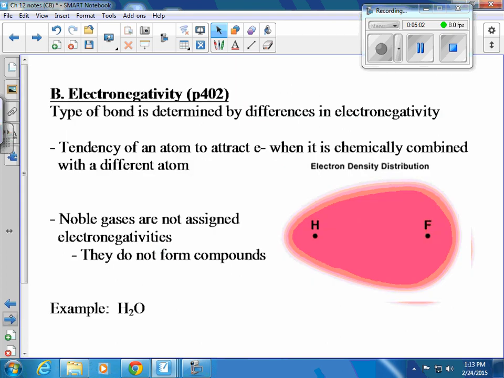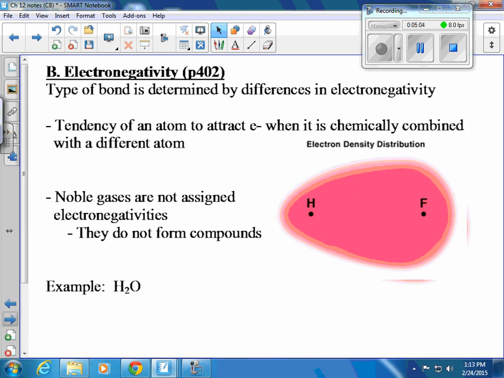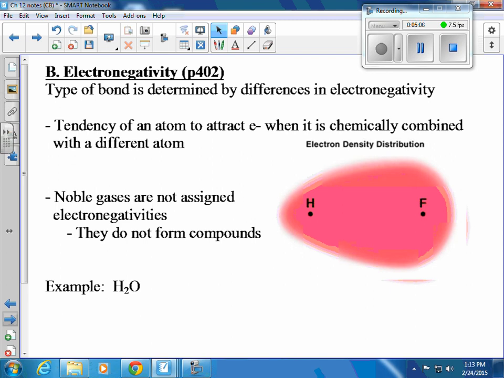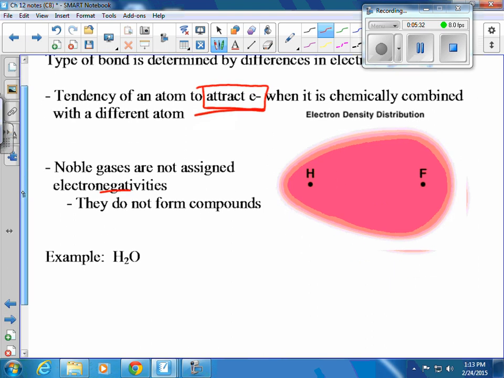Okay, so we're going to talk a little bit about electronegativity today, and you can find that on your periodic chart. And this helps us figure out the type of bond determined by the difference in electronegativity. And what it is, is a tendency to attract electrons. Now, we talked about ionization energy, where you are going to remove an electron and something's going to give it away. Here, we're not giving anything away, they're just attracted to one side more than the other. So noble gases are not assigned electronegativities because they don't form any compounds. They don't want to react.